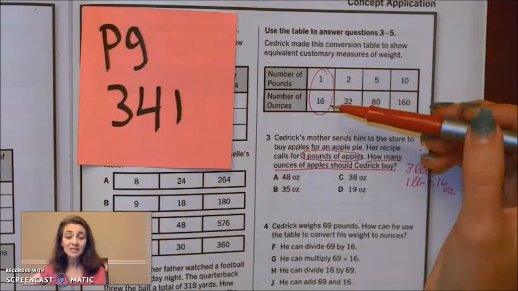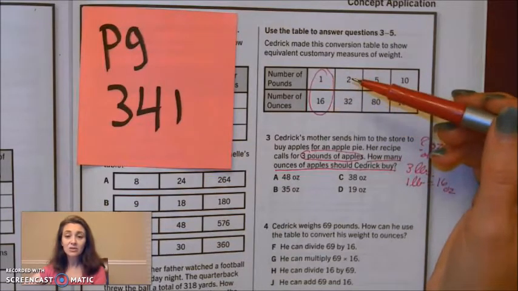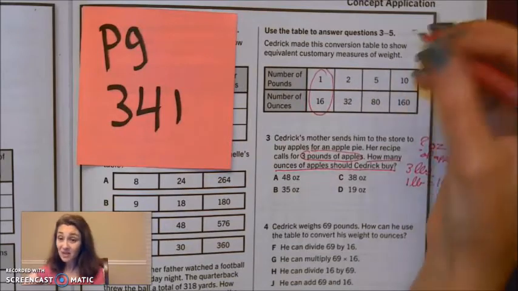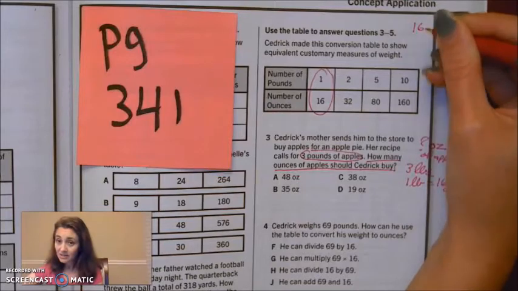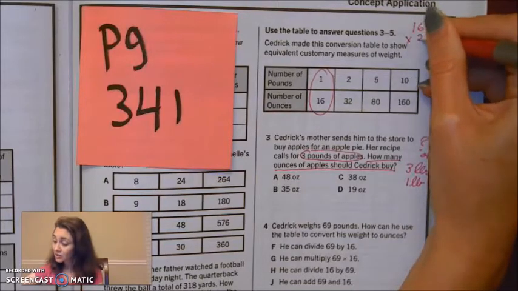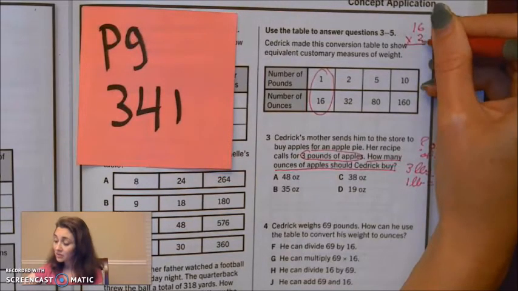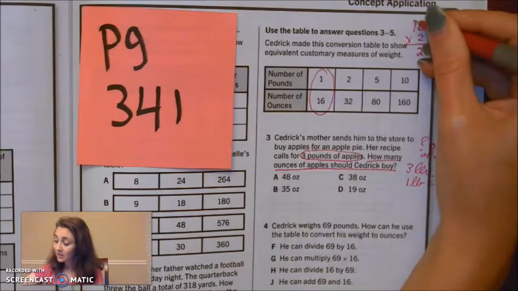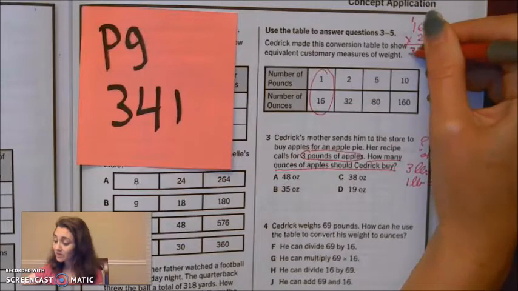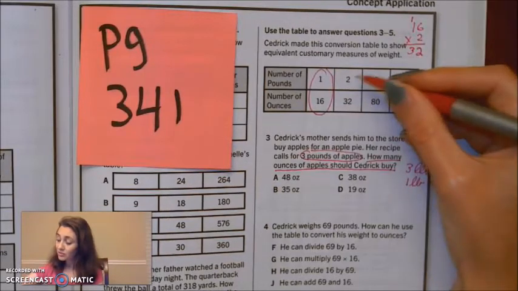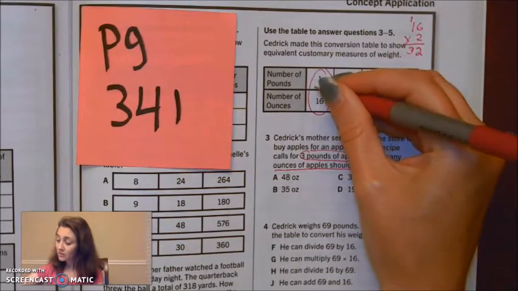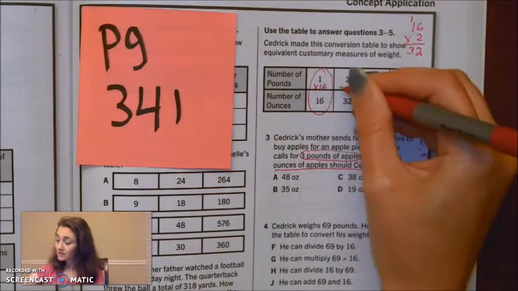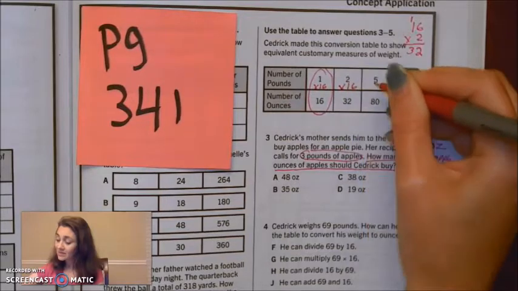1 times 16 gives me 16. 2 times 16, I don't know right off the top of my head, so I'm going to come up to the top of my page and just do a quick little problem. 16 times 2. 6 times 2 is 12. And carry my 1. 2 times 1 is 2, plus 1 is 3, 32. Does 2 times 16 equal 32? That's what it says here. So my rule is times 16.